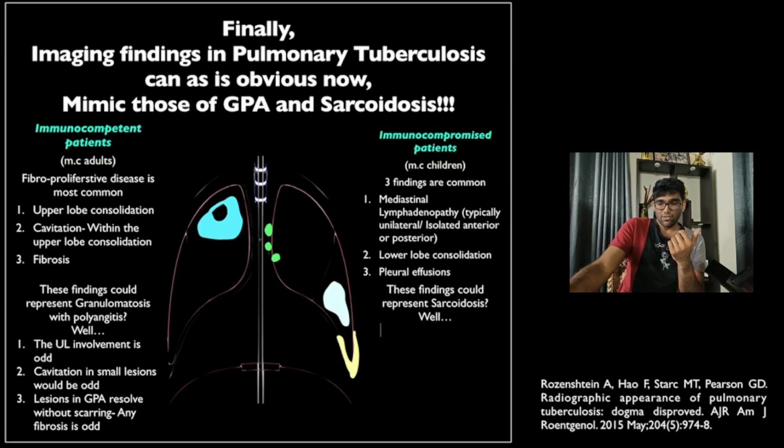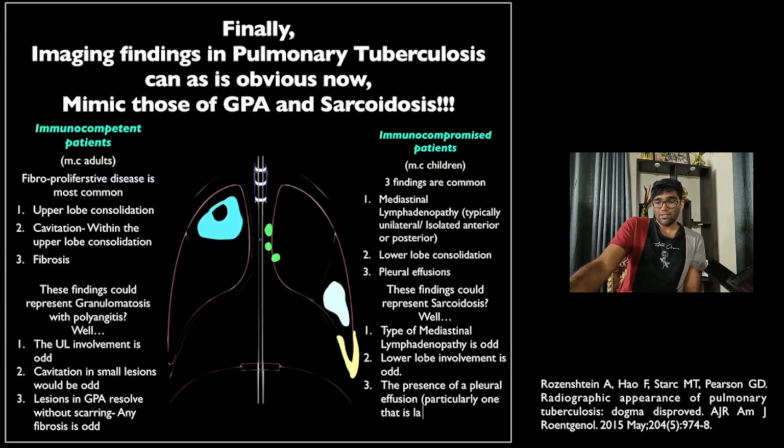Similarly, in case of sarcoidosis, the type of mediastinal lymphadenopathy is odd because it should be symmetric. There should not be significant asymmetry. It cannot be isolated mediastinal lymphadenopathy. Two, lower lobe involvement is again odd. Again, sarcoidosis tends to affect the upper lobes. Third, the presence of a pleural effusion is in itself odd for sarcoidosis.